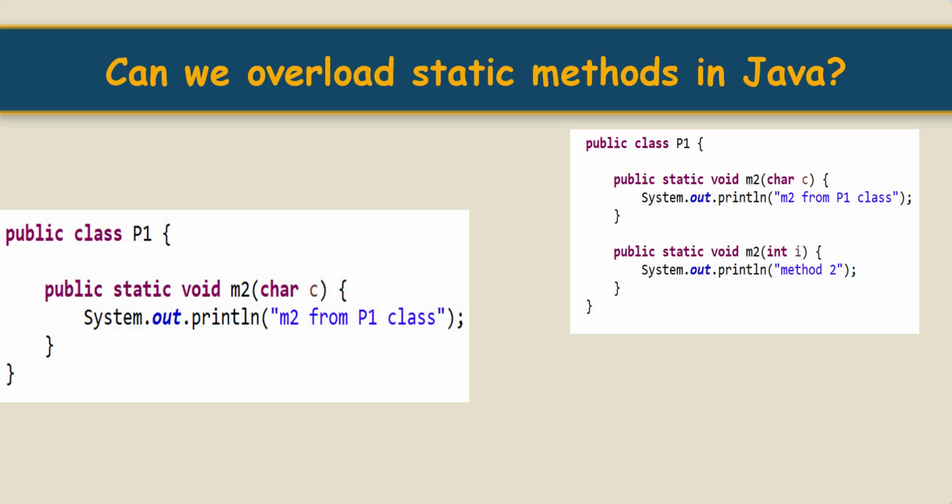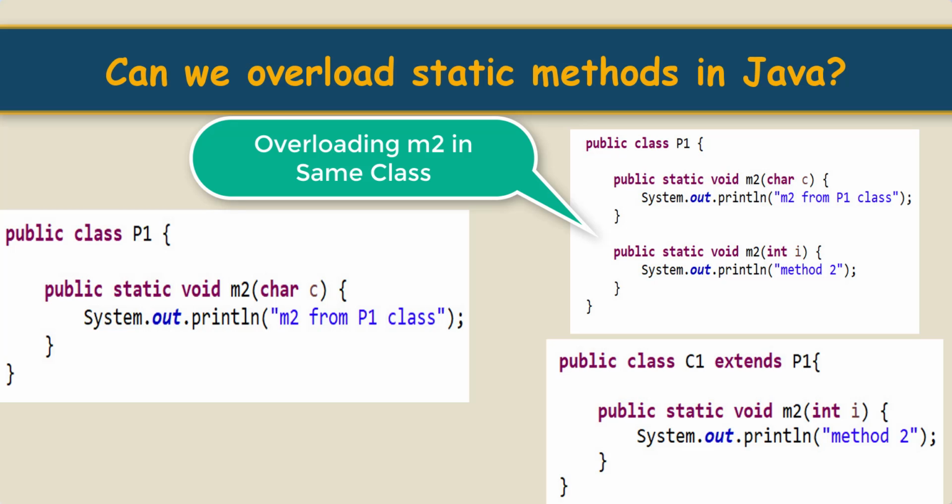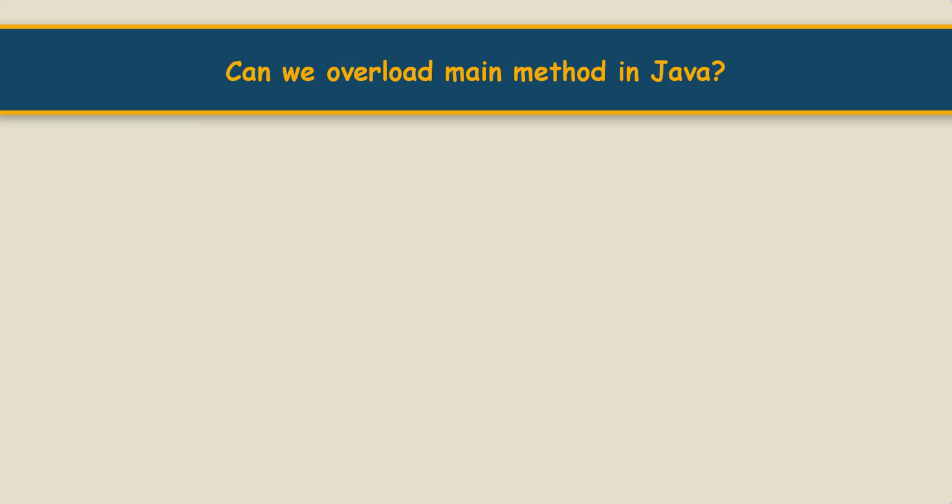So how can I do it? Public static void m2 in the bracket. Here I will use integer i. So I have changed the type of argument, okay, the type of parameter. So this is overloading. So that I can do in the parent class as well as in the child class. So whether that method is static or non-static, you can overload that method by using a different method signature.